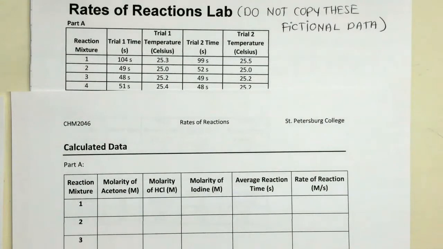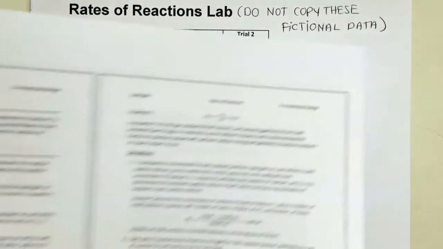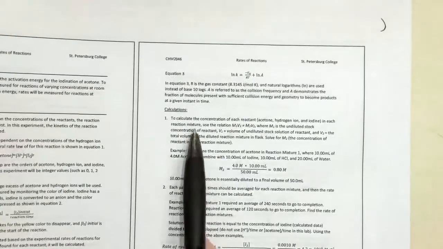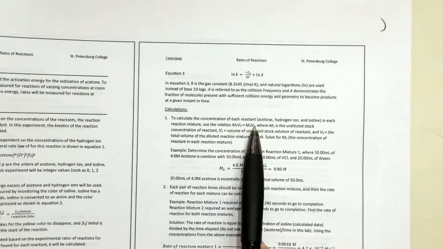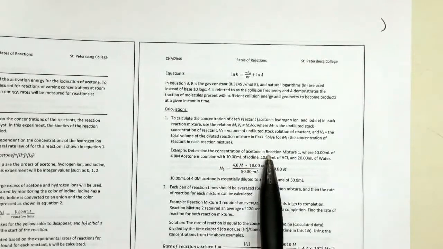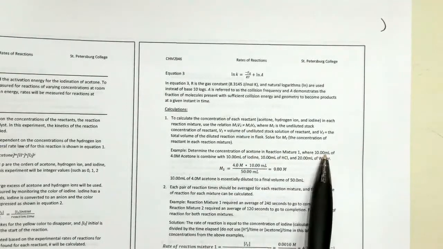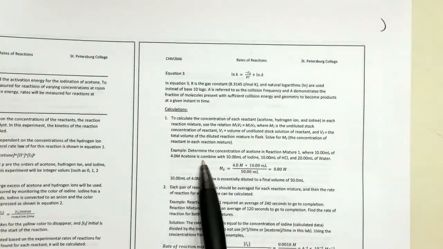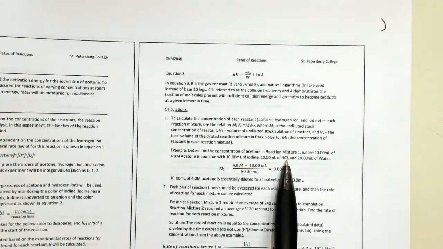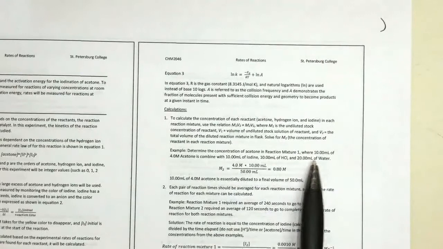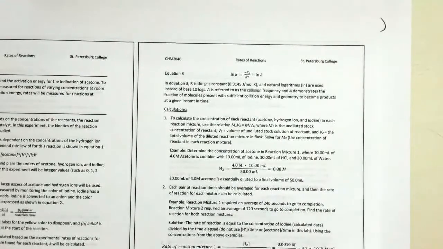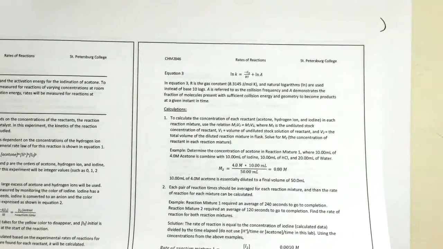But how in the world are we going to do molarity calculations? If you take a look at the introduction page on the rates of reaction lab, it tells you to calculate the concentration of each reactant. We have to use M1V1 equals M2V2. For acetone in reaction mixture 1, 10 mL of 4 molar acetone is combined with 10 mL of HCl, 10 mL of iodine, and 20 mL of water. This is the mixture that's going to be in your tables from the procedure. Take a look at that on page 12.